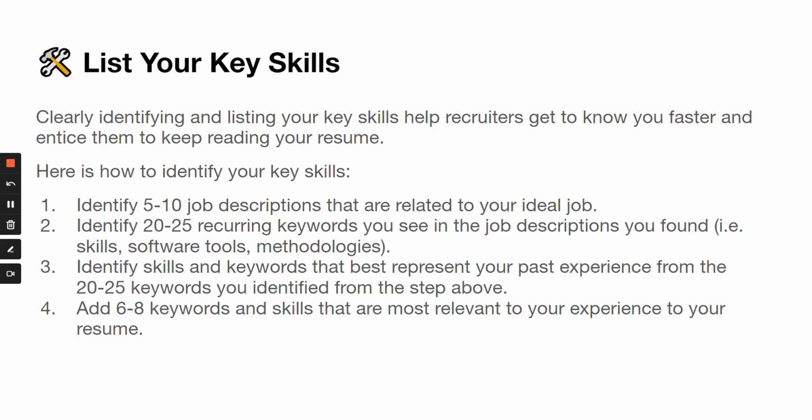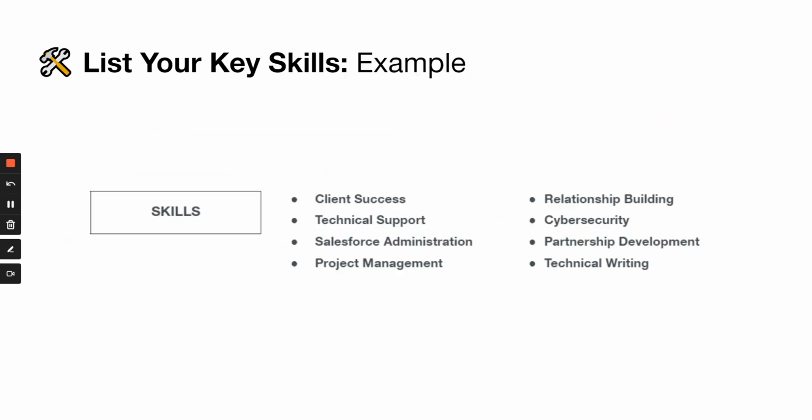So list them out clearly on your resume, and I'll show you how to list them out. We'll be listing them in this kind of format, where you basically have about 6 to 8 of them displayed, talking about the specific key skills that you have developed over time, right?